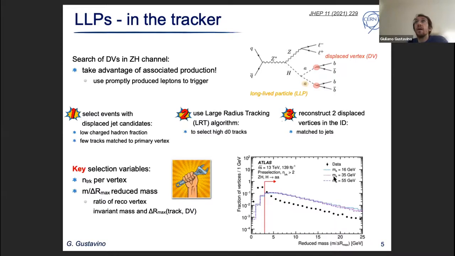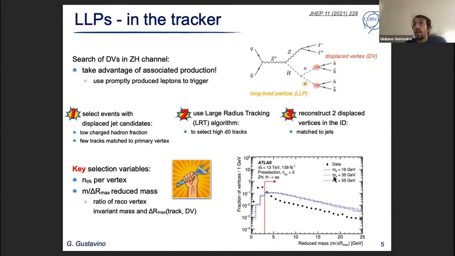Starting with displaced vertices in the inner detector, the search looks for beyond-the-standard-model X decays into long-lived particles which decay into fermions. Here we exploit the ZH channel to target these events using lepton triggers. The three main steps to define the signal region start with an event selection with displaced jet candidates, based on a low charged hadron fraction and a small number of tracks matched to the primary vertex.